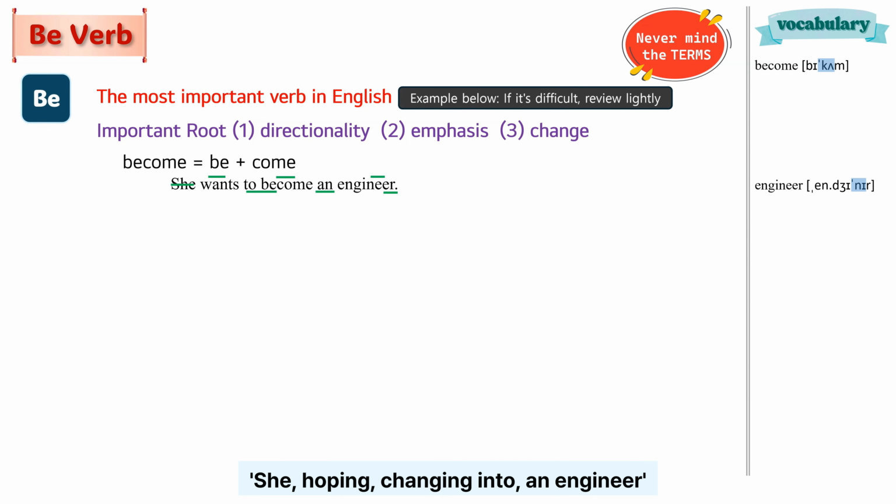Here's the sentence. She hoping changing into an engineer. That's how it goes in English. All right then. Let's listen to it. She wants to become an engineer.